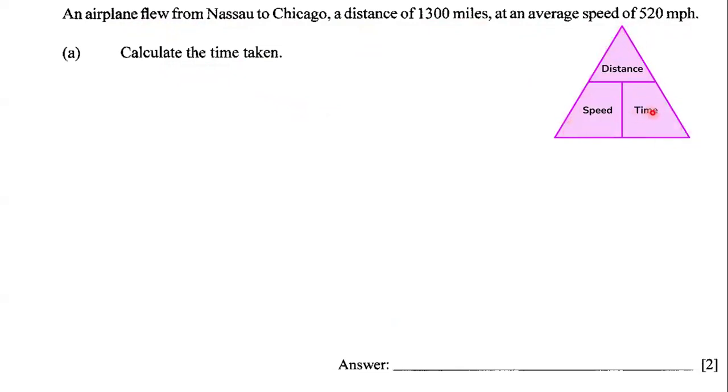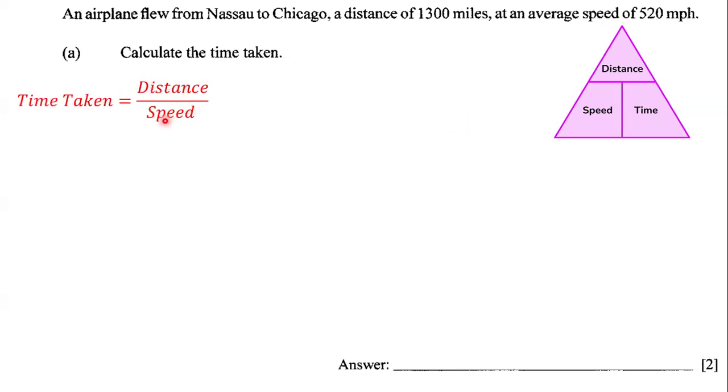Now, according to this triangle, it tells us that if we want to figure out the time taken, we have to take the distance and divide it by the speed. And so that means that time taken equals distance divided by speed.